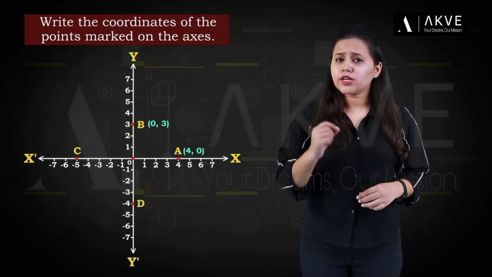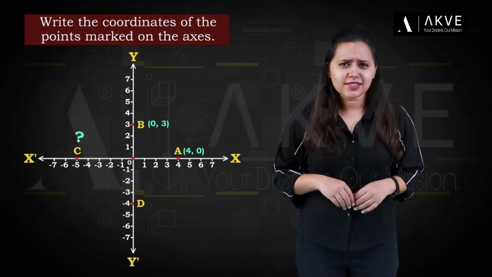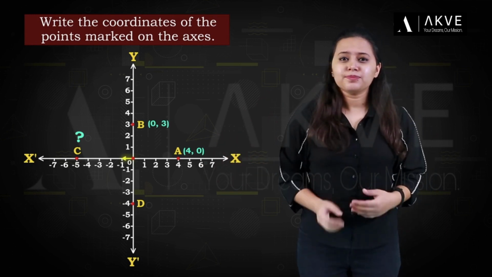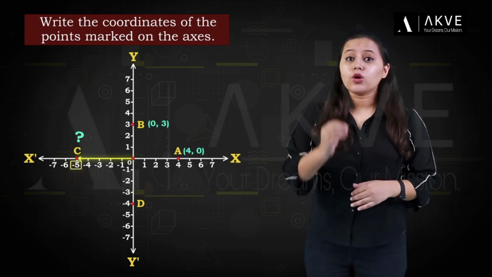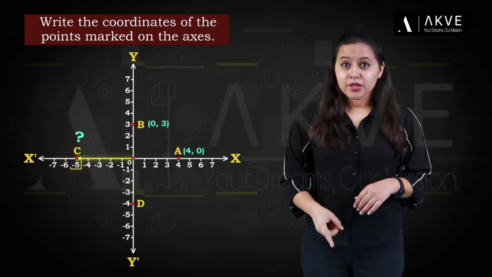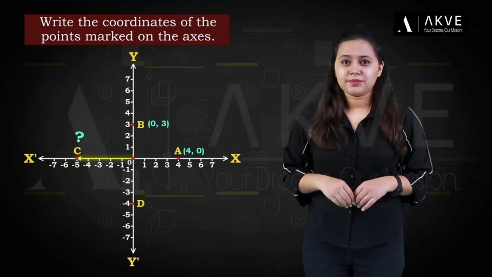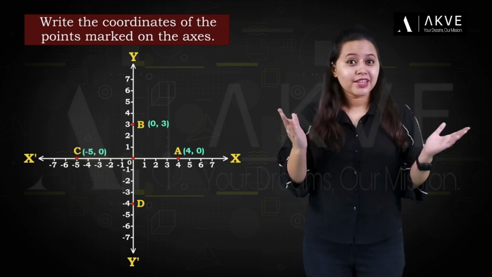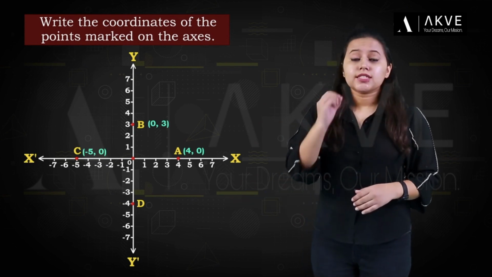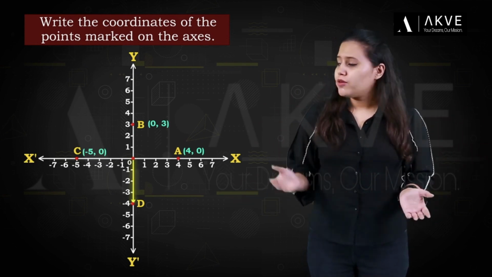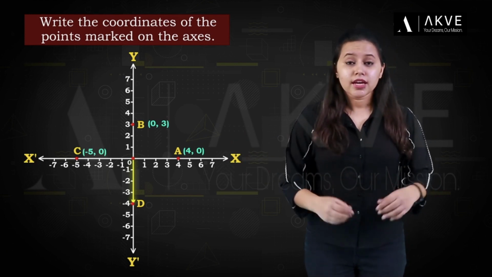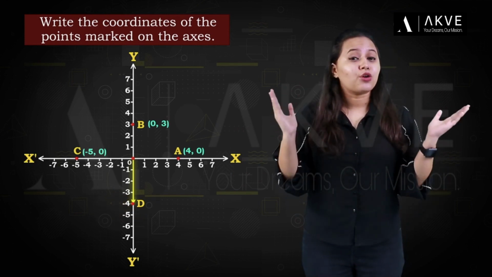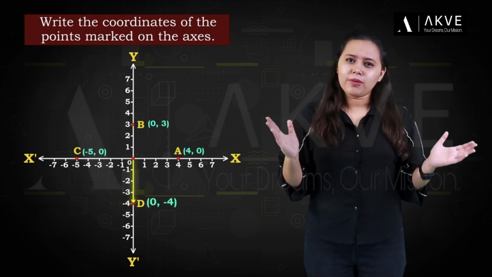Now what about the coordinates of point C? Any guesses? Wait, let me tell you. To reach point C starting from origin, we have to travel 5 units along the negative direction of the x-axis and 0 units along the y-axis. Therefore, the coordinates of point C are (-5, 0). Similarly, to reach point D starting from origin, we have to travel 0 units along the x-axis and 4 units along the negative direction of the y-axis. Hence, the coordinates of point D are (0, -4).